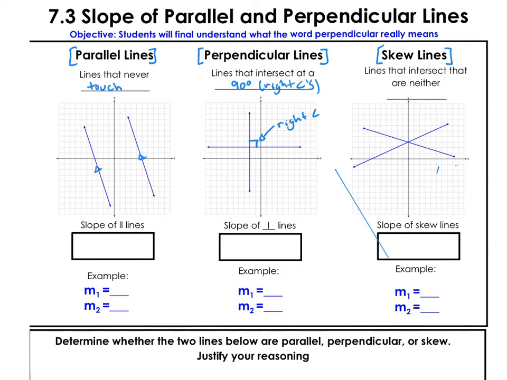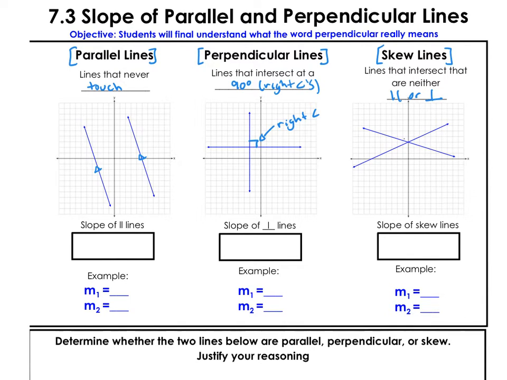And then you have this thing called skew lines. Skew lines are a bit different. Skew lines are any lines that are not parallel or perpendicular. So these are lines that intersect but are neither parallel nor perpendicular, okay? It's two lines that are not parallel, meaning they definitely touch, but they don't make right angles.